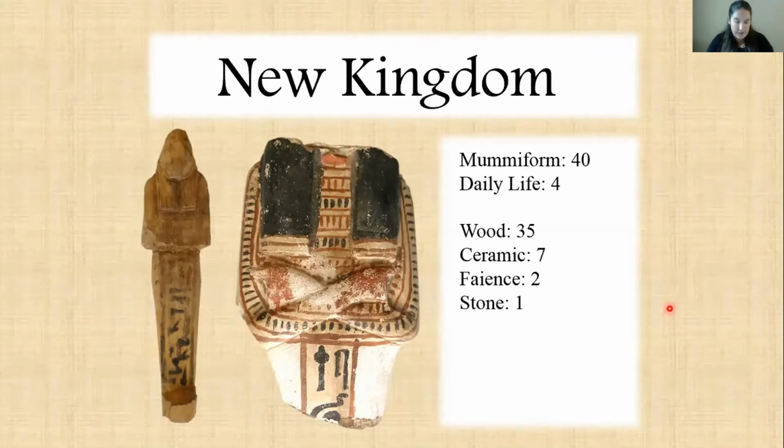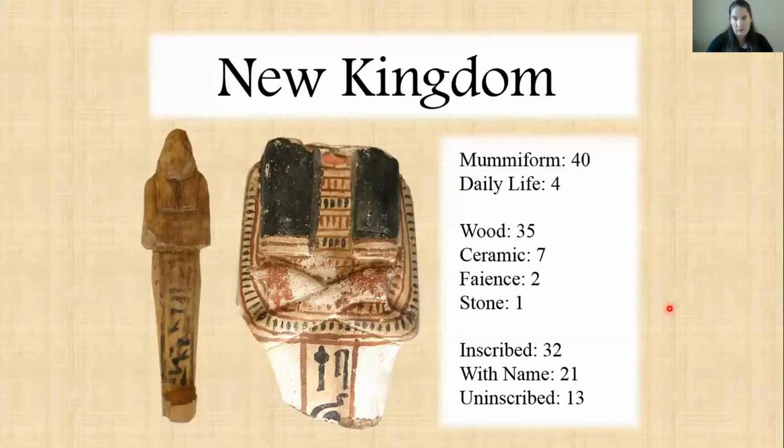Wood as a material is relatively rare in ancient Egyptian collections due to problems of preservation. The large percentage of wooden Shabtis seen here is fairly unusual and is no doubt due to the selective desires of the wealthy private collectors who built the foundations of the Egypt Center. Of the 45 New Kingdom Shabtis in the Egypt Center, 32 are inscribed, 21 of which have identified names.